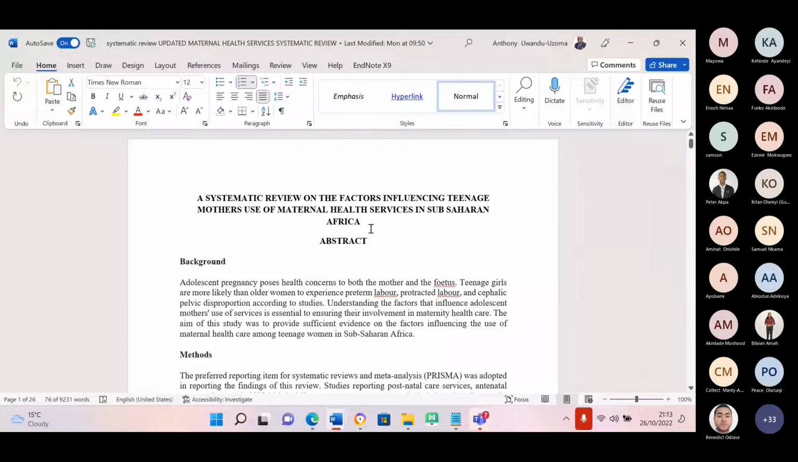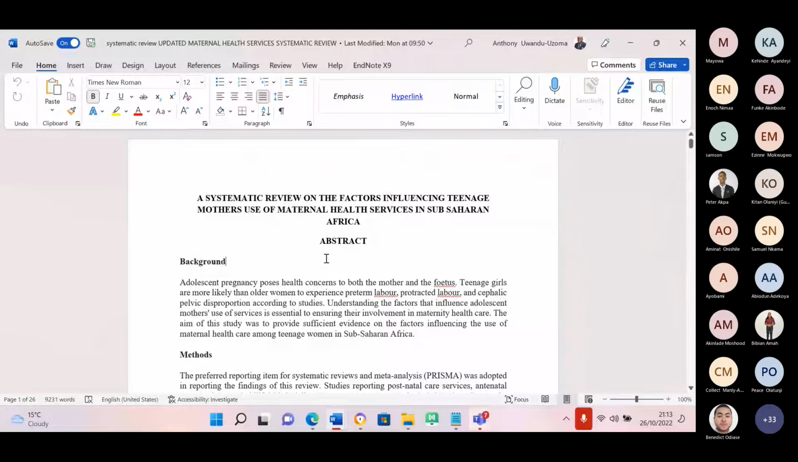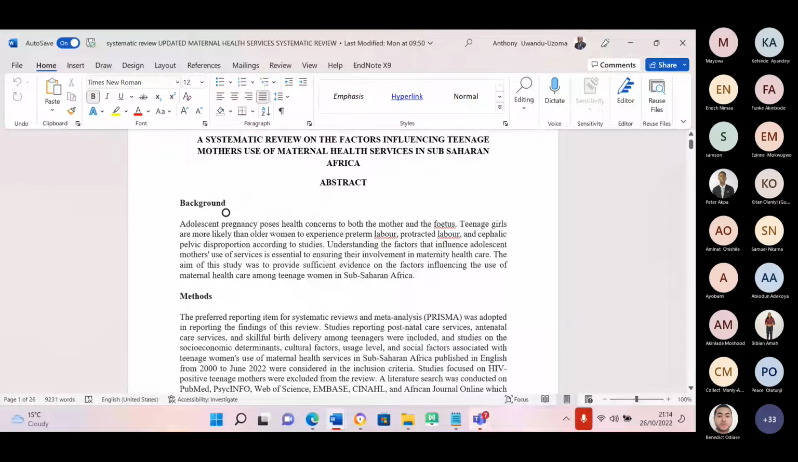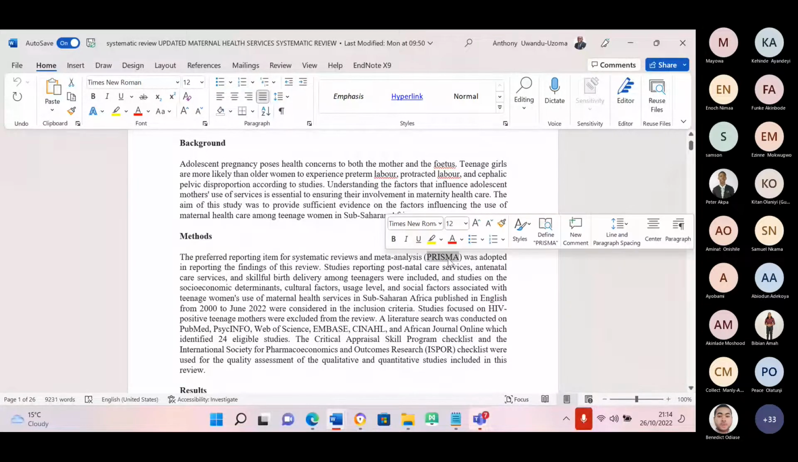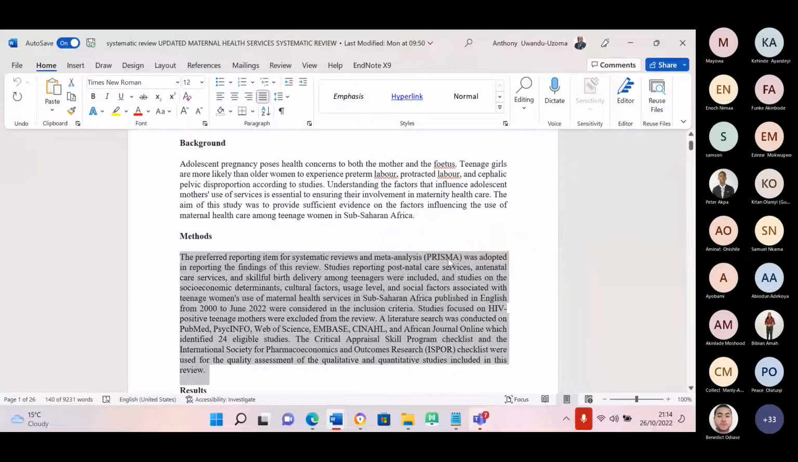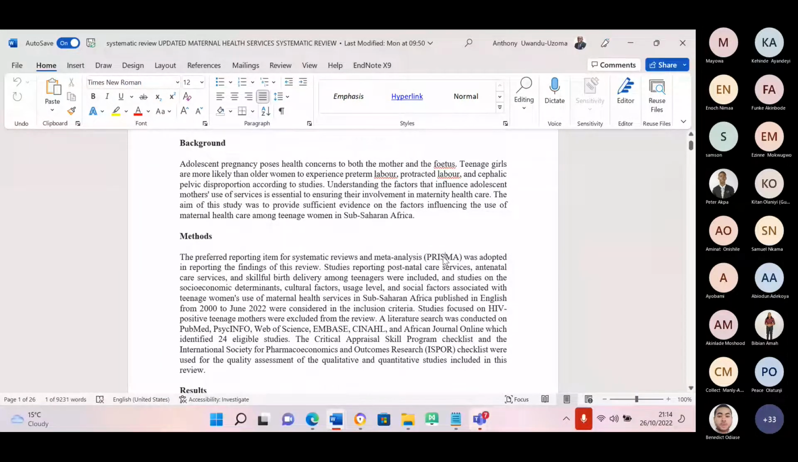The systematic review uses the PRISMA guideline. There's no time to explain all of this, so you can always read up on it. PRISMA stands for Preferred Reporting Items for Systematic Reviews. You use this as your tool. It will guide you on how to report.